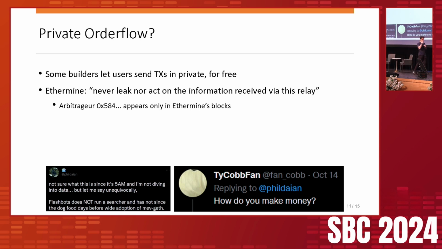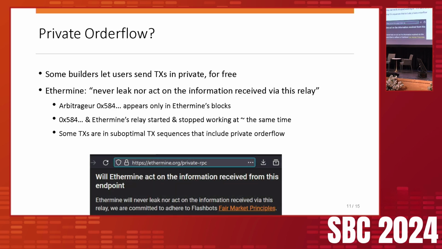So we asked, is that so? In our data, we found that one specific arbitrageur only has transactions in blocks created by Ethermine. That arbitrageur started operating roughly the same time when Ethermine opened their relay, also closed at roughly the same time, and also had transactions that appear in suboptimal transaction sequences, specifically after transactions that do not seem to have appeared in the public mempool, so private transactions. This is circumstantial evidence that Ethermine either operated this arbitrageur or maybe shared some of its private information with the arbitrageur.